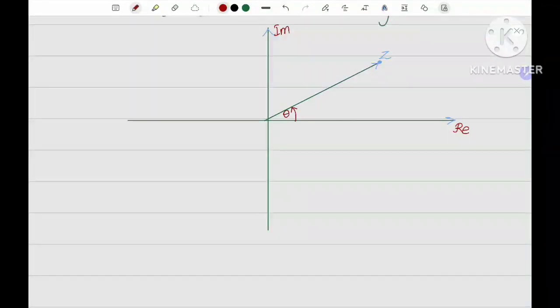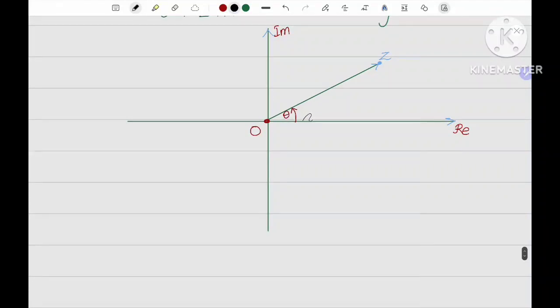So if I rotate the positive real axis about O, then I will have to rotate by an angle theta to reach this vector, correct? Similarly, I can rotate this positive real axis not only by theta but by this angle also, right? And what is this? This is basically theta plus 2 pi, no?